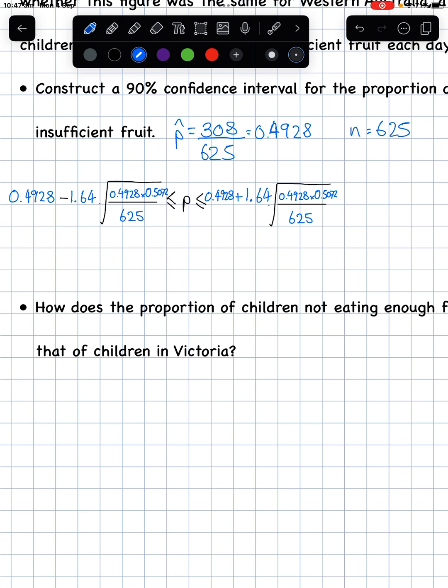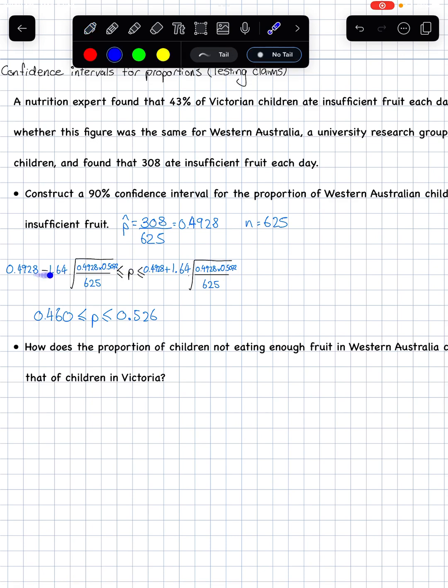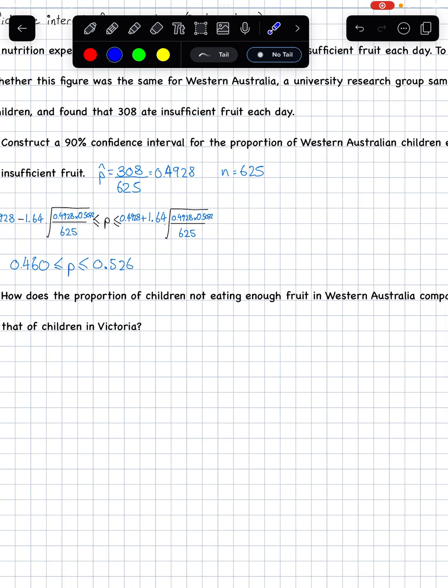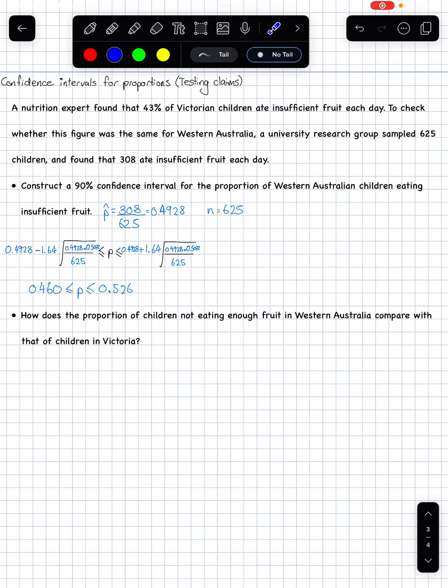So I've got here 0.459. Now that would round up as well because of the double there, so that's actually 0.460. So 0.460 less than or equal to proportion less than or equal to 0.526. Sorry, a little bit of extra work there. I just wanted you to see it to practice. So we've got our confidence interval here, and we know our proportion is between these values.